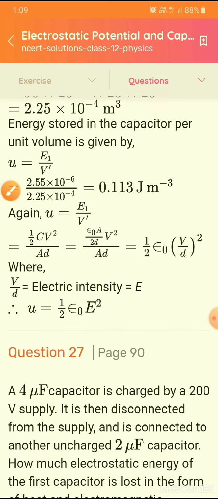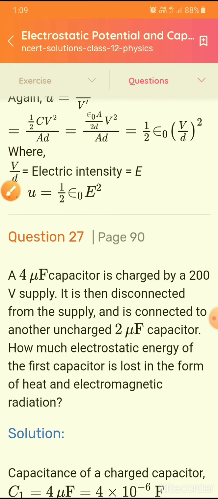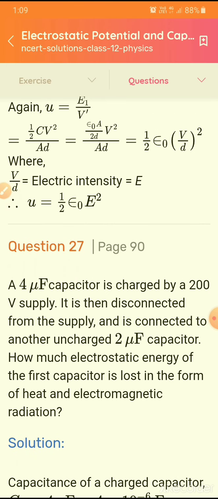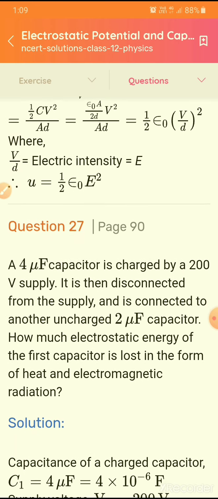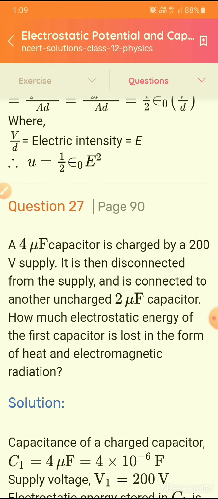Okay, this is about the 26th sum. Then we can go for the 27th sum. A 4 microfarad capacitor is charged by a 200 volt supply. It is then disconnected from the supply and is connected to another uncharged 2 microfarad capacitor. First, the capacitor value will be 4 microfarad. It is charged by a 200 volt supply. Later on, it is disconnected and then connected to an uncharged capacitor of 2 microfarads. How much electrostatic energy of the first capacitor is lost in the form of heat and electromagnetic radiation?